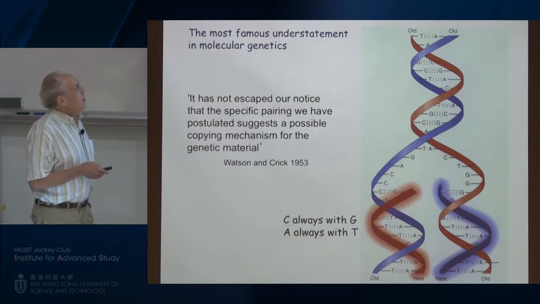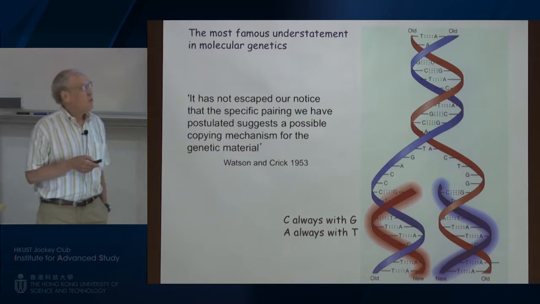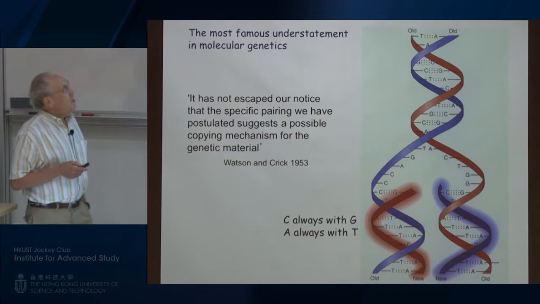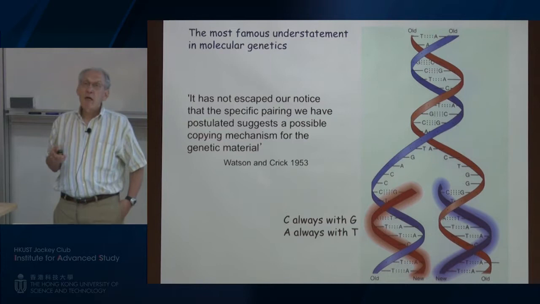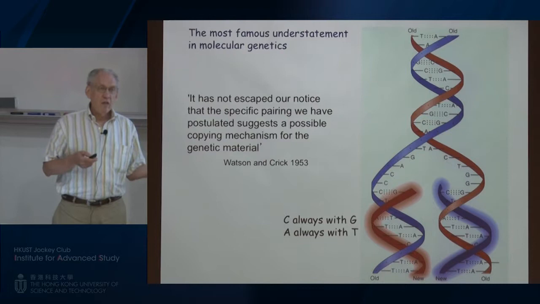And in this tiny paper that they wrote is this wonderful sentence. As I say, the most famous understatement in molecular genetics. That it had not escaped our notice that the specific pairing between the two strands of DNA suggests a possible copying mechanism for the genetic material. And in this first paper, they didn't say anything more. But geneticists, seeing this, realized, or at least over time realized, what the implications were.